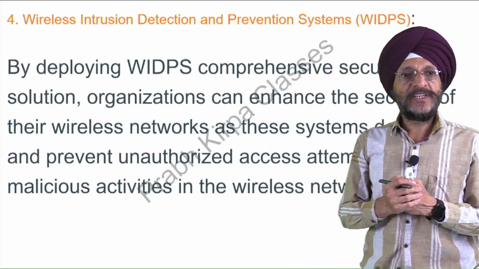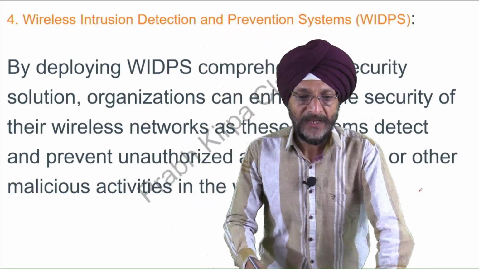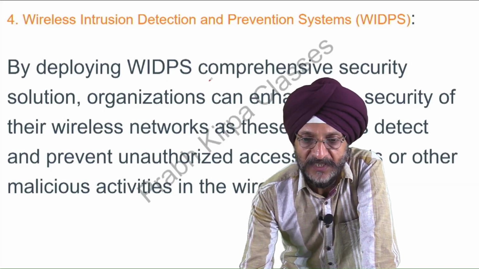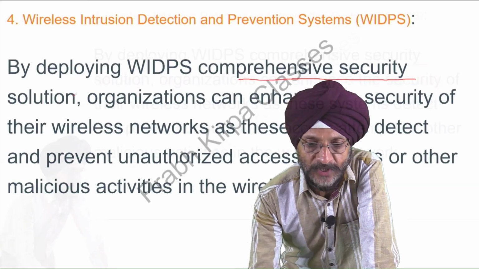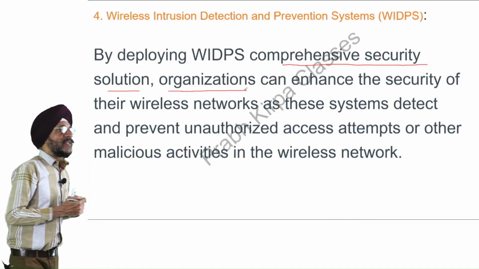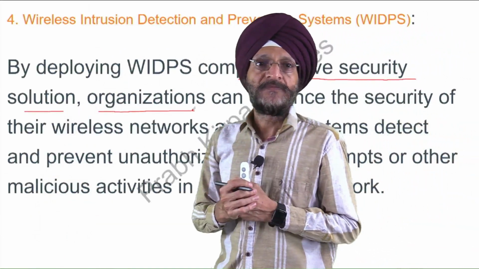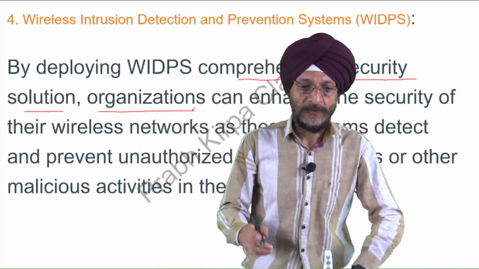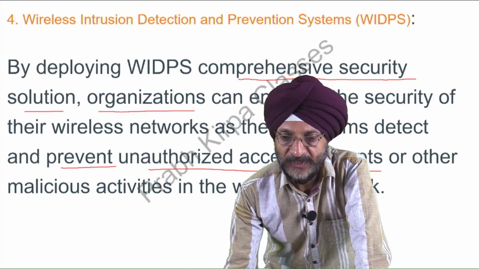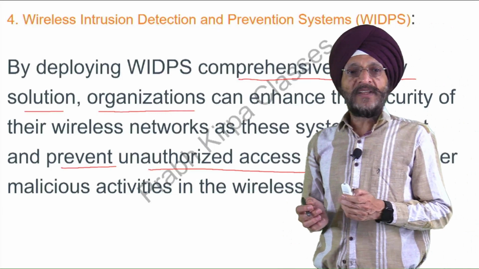Next measure is wireless intrusion detection and prevention systems. We can deploy wireless intrusion detection and prevention system, which is a comprehensive security solution. So in this way, the organizations can enhance the security of their wireless networks, as these systems detect and prevent unauthorized attempts or other malicious activities in the wireless network.